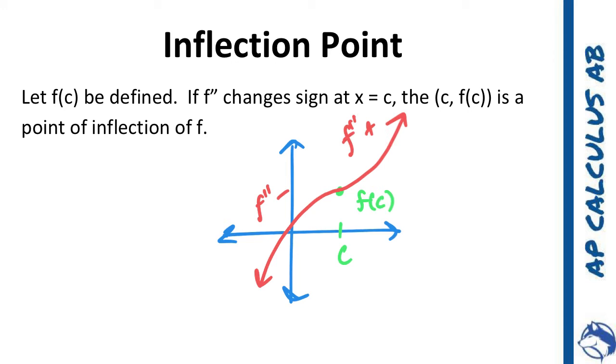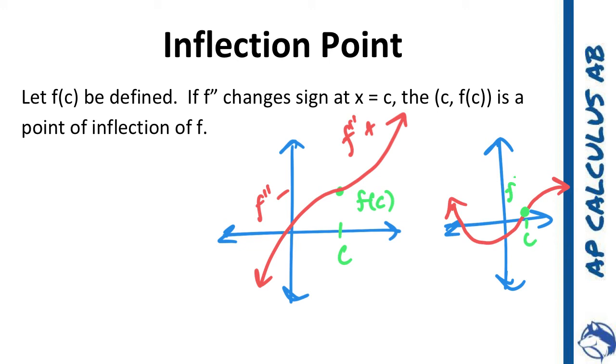The same is also true if I wanted to create one where it was concave up, and then it became concave down, like that. So right here might be the point where that occurs. That's my c, f of c. So over here, f double prime is positive, and over here, f double prime is negative. So it can happen both ways.